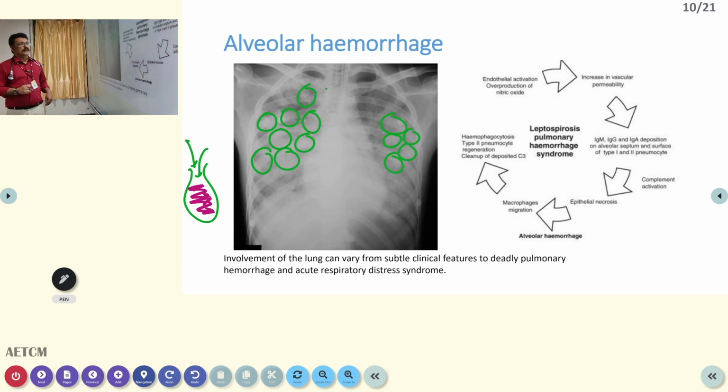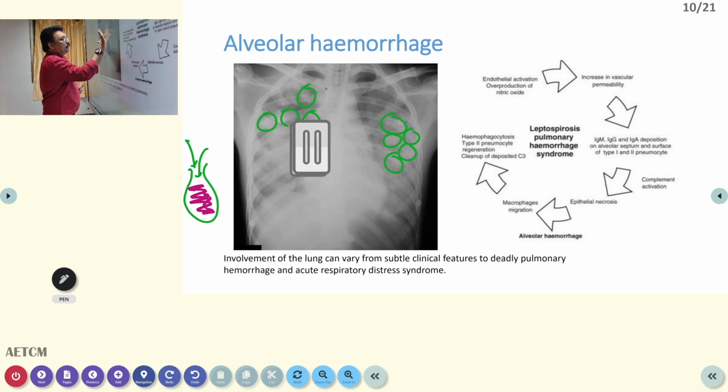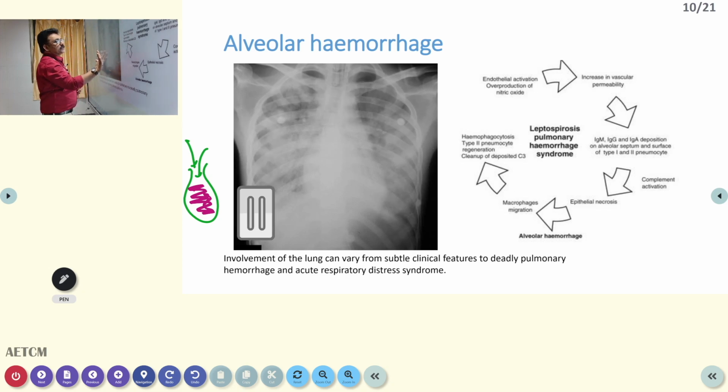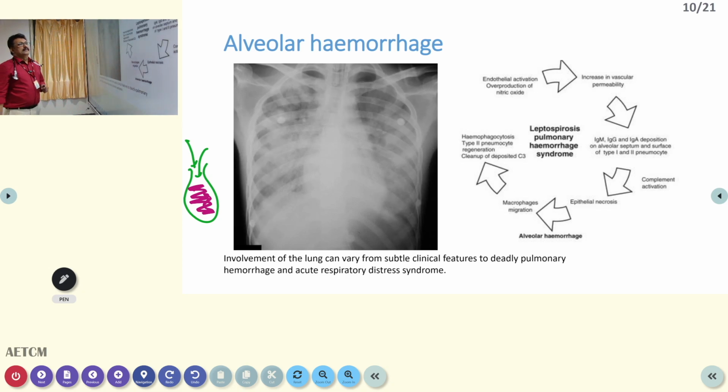So we have to be very careful when we are treating a leptospirosis case. If you are seeing white homogeneous shadows throughout the lung field, then there is a high possibility of pulmonary hemorrhage. If you try to intubate this patient, you can get a lot of blood. There will be a high amount of blood coming through the ET tube. That indicates pulmonary hemorrhage. These patients' mortality rates are very high.